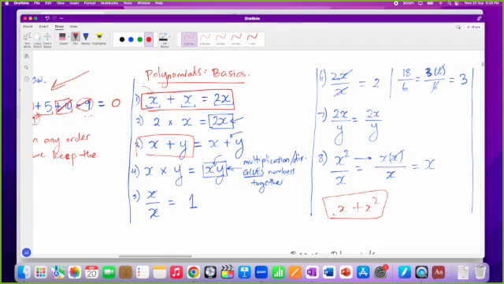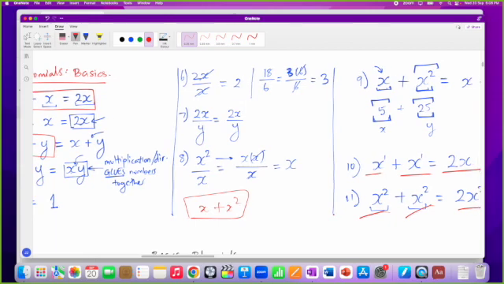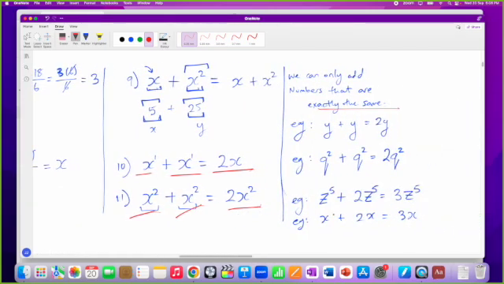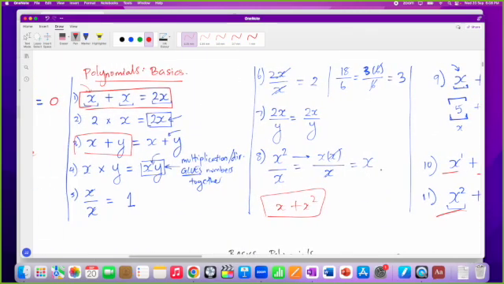So polynomials, we talked about all sorts of different things, and we talked about multiplication and all of that as well. So only numbers that are exactly the same. If you have z to the power of five plus 2z to the power of five, you have 3z to the power of five. Right? I plead the fifth.